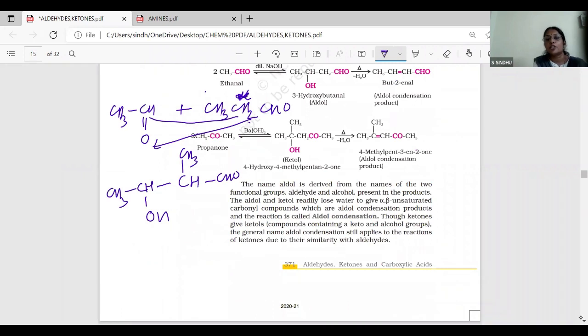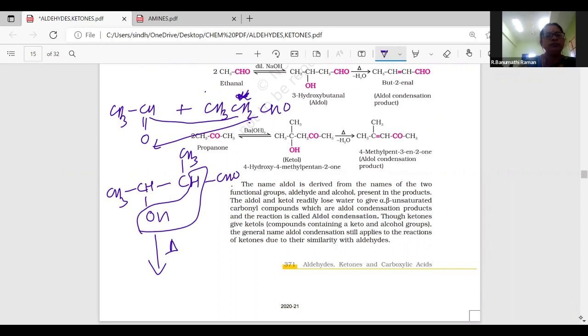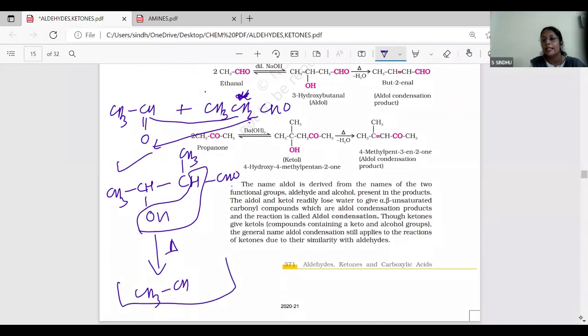And then when it comes to condensation, if it is condensation, they have to remove the water, the next alpha carbon hydrogen that is present. So that way they get the condensed product. So depending on whether the aldol or the aldol condensation is asked, if the question is to write the aldol product, then they have to stop here. If they are asking for the aldol condensation product, we have to go in by heating and eliminating.